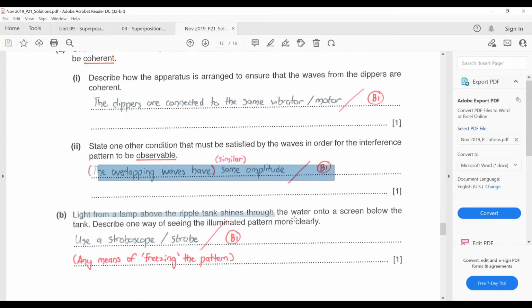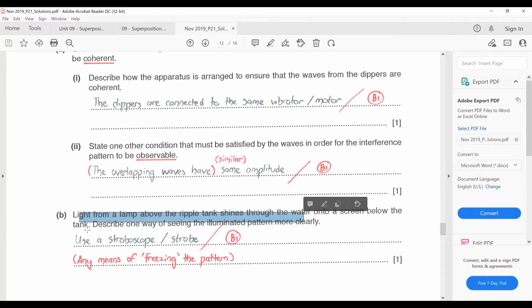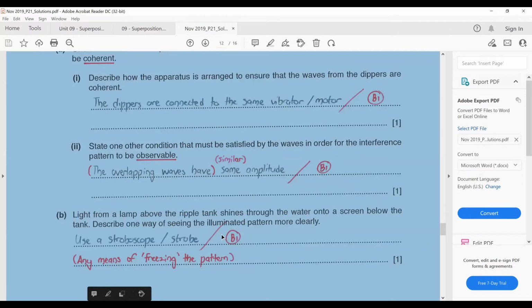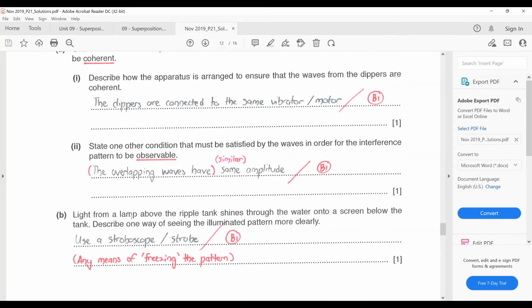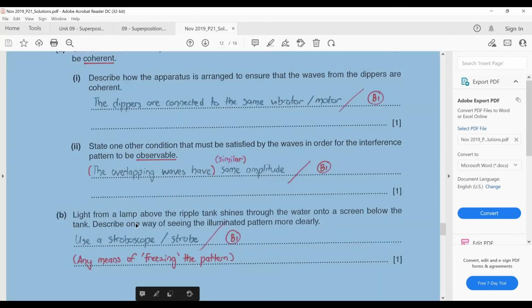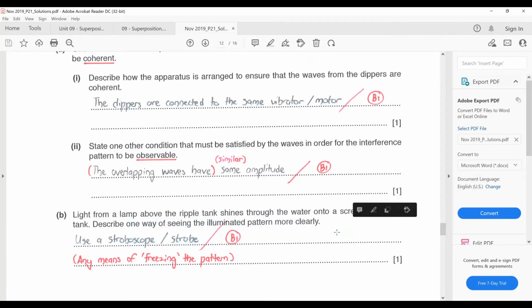Light from a lamp above the ripple tank shines through water onto a screen below the tank. Describe one way of seeing the illuminated pattern more clearly. So just now I mentioned to you, if you want to see the interference pattern more clearly, normally you will shine a light from a lamp so that the shadow of the interference pattern is projected onto the screen below the ripple tank. So right now, they're asking you another further improvement that you can make in order to see the pattern more clearly.